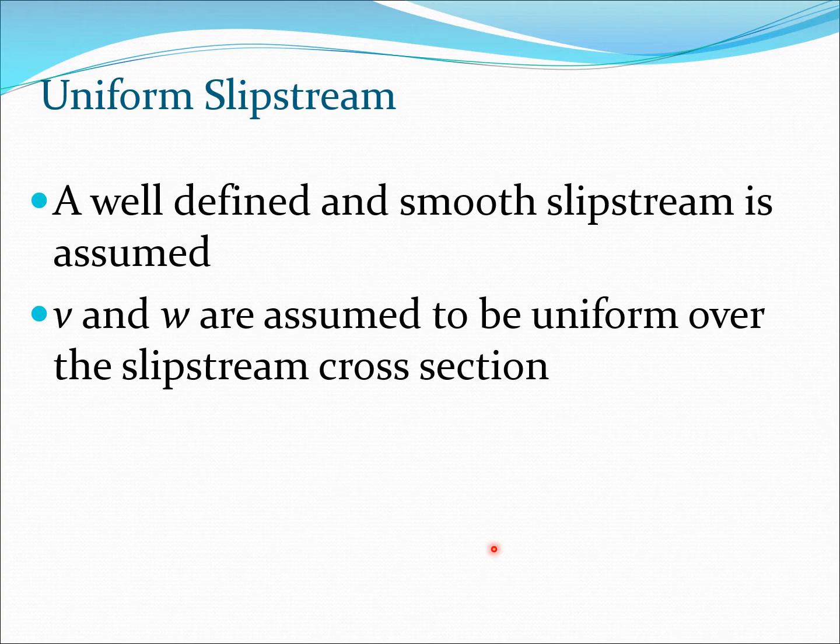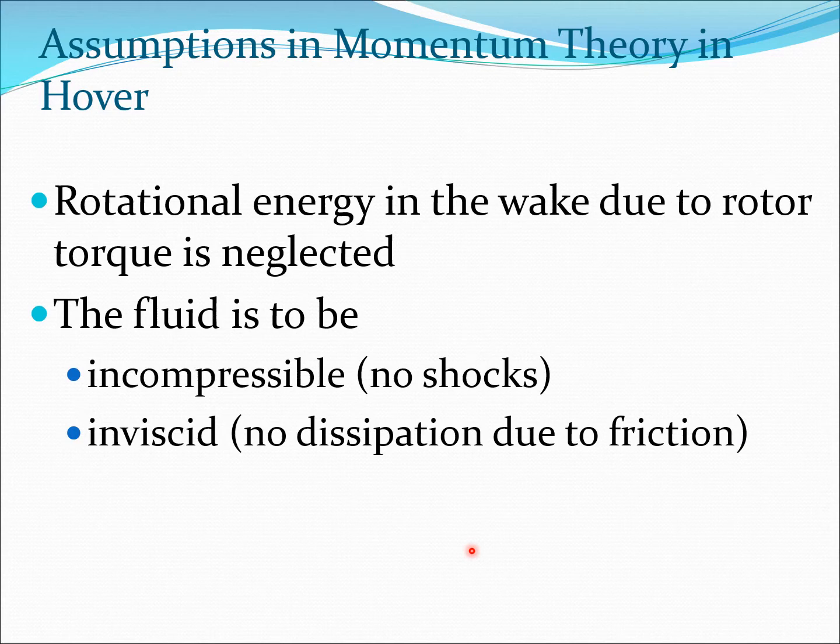Now some of the assumptions we have made. One is that a well-defined and smooth slipstream is assumed. And secondly, v and w are assumed to be uniform across the slipstream cross section. Also, we are going to assume that any effect of rotation created in the wake due to the rotor torque is neglected, and also that the flow is incompressible, that is, there are no shocks being generated, the Mach number is much below 1, it's below 0.3 for example, and also that the fluid is inviscid, which means that there is no dissipation due to friction.